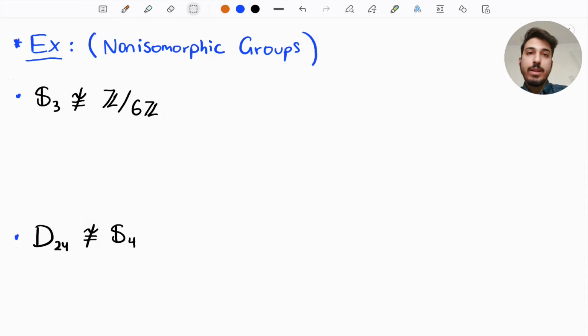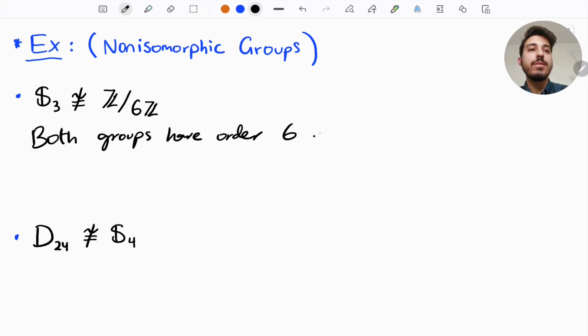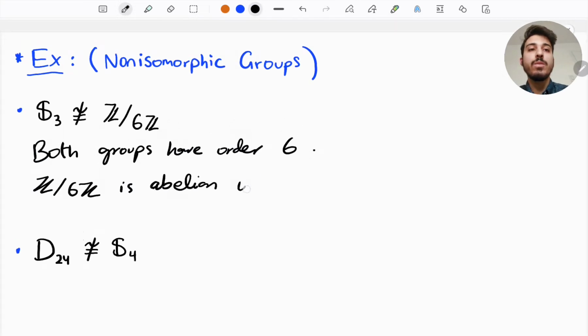The first example says that S3 is not isomorphic to Z/6Z. Even though both groups have order 6, so they both contain 6 elements, we have that Z/6Z is abelian while S3 is not. And I will leave that explicit proof to you as an exercise.